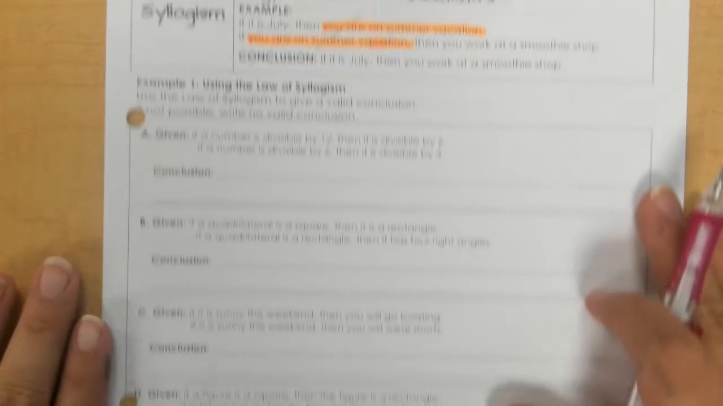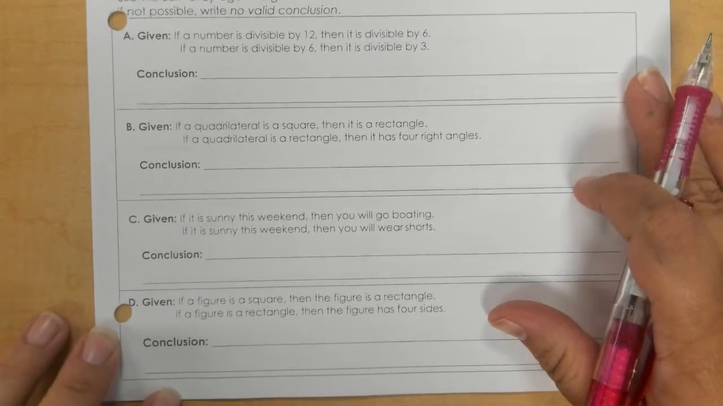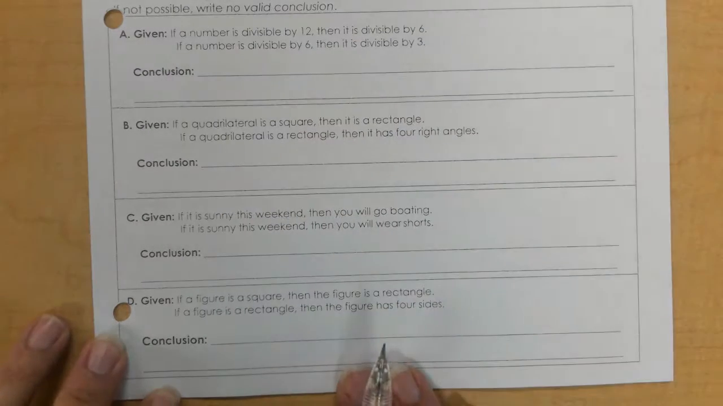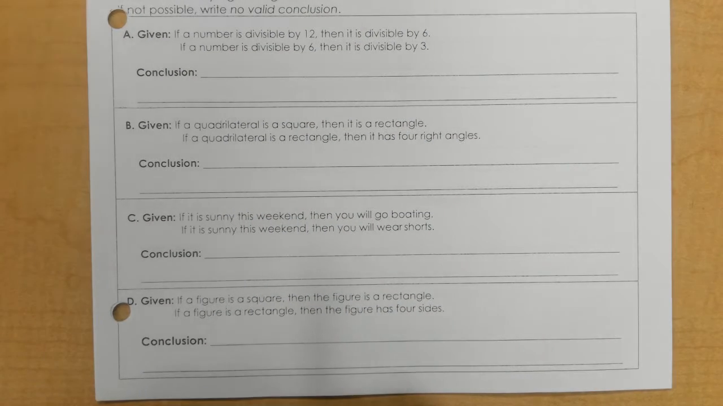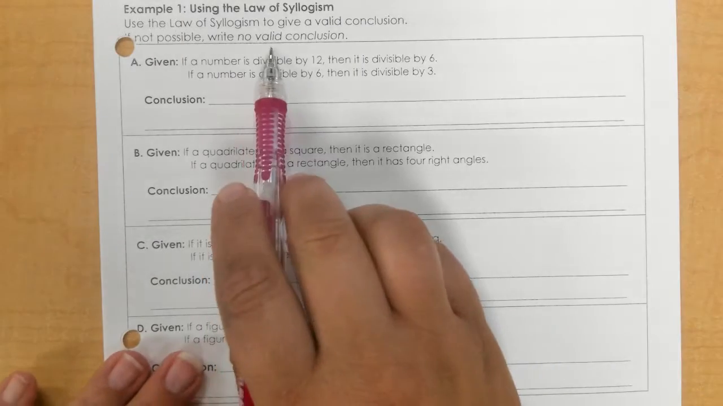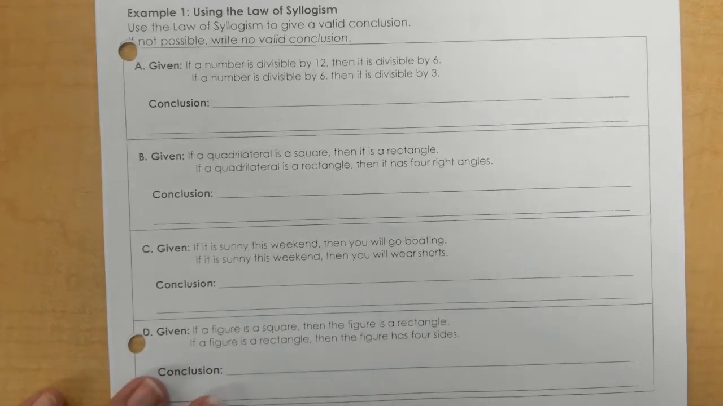So if I look at these examples down here below, A, B, C, D, I want to know which ones are the law of syllogism. And if they are the law, I need a conclusion. If they are not, we're just going to write not valid.